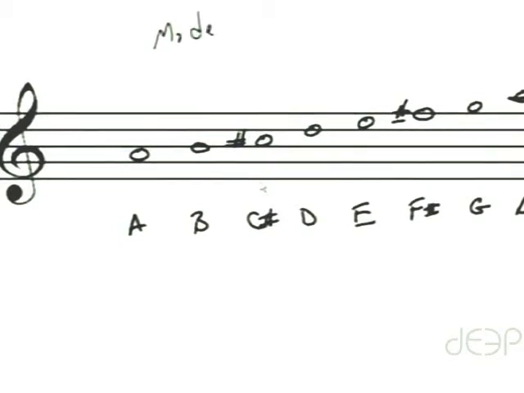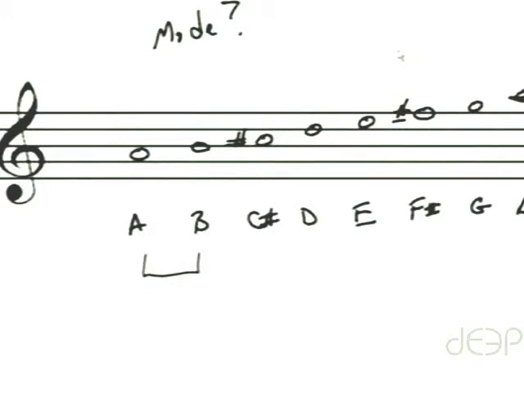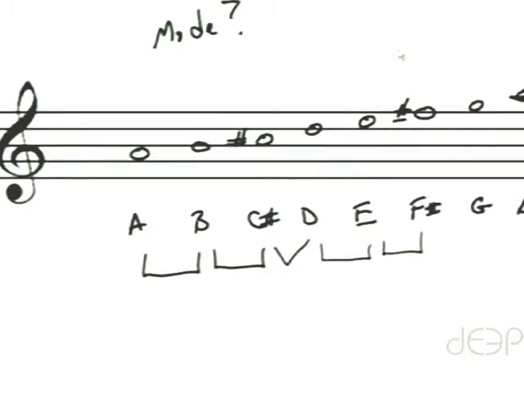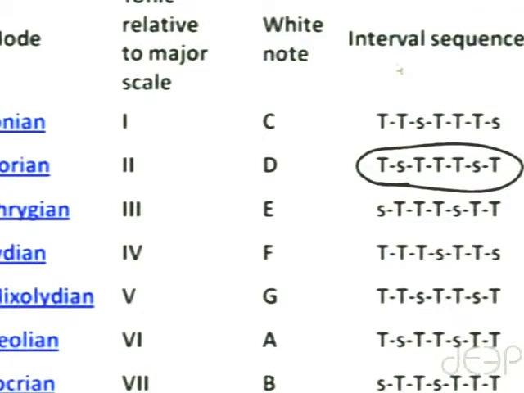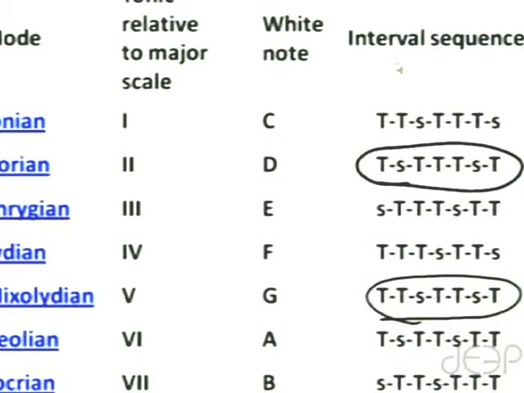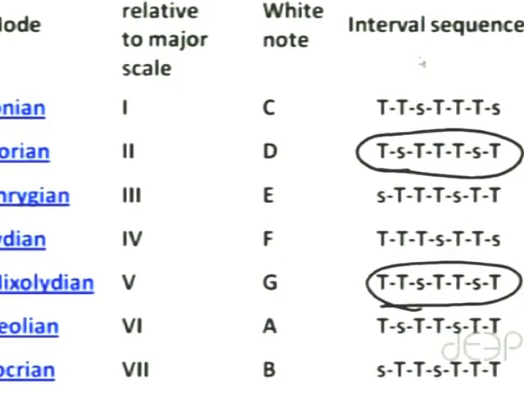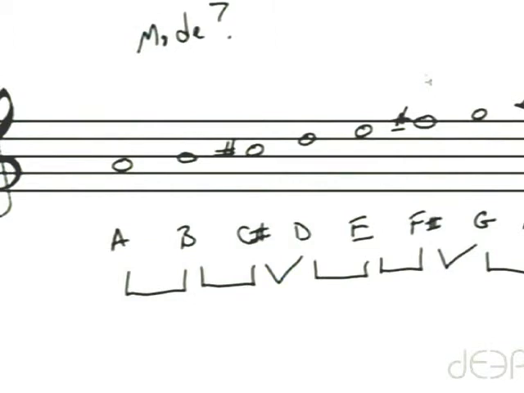Okay? What's the mode? And the way you would do that is find your whole step, half step pattern. So we would go here and go, okay, A to B, whole step, B to C sharp, whole step, C sharp to D, half step, D to E, whole step, E to F sharp, whole step, F sharp to G, half step, and G to A, whole step. Okay, so we've got the pattern whole, whole, half, whole, whole, half, whole, and we can see that that pattern matches up with the Mixolydian pattern.